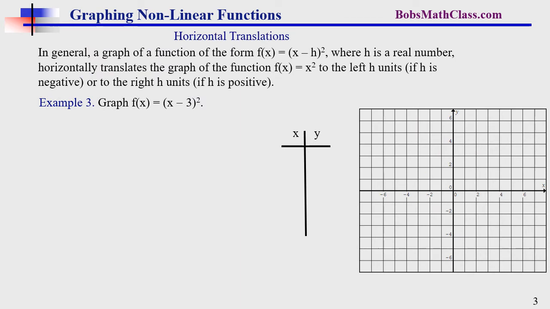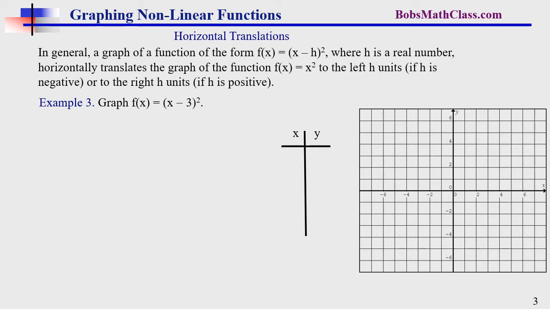Okay, for our next example, we're going to discuss horizontal translations. So this is when a graph is moved left or right. Now we've been talking about f of x equals x squared, which is a basic parabola, but this applies to other functions as well. It's called the parent graph.